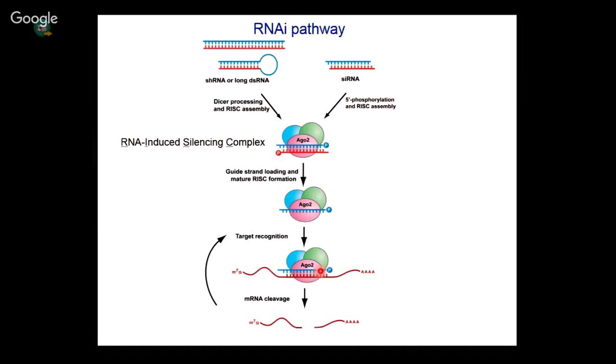For a perfect match, the RISC in the siRNA pathway or RNAi pathway will trigger the mRNA cleavage, followed by some exonuclease in the cytoplasm. So the mRNA will be degraded. Then the active RISC can recycle for the next round of target recognition, amplifying and continuing the cleavage activity.